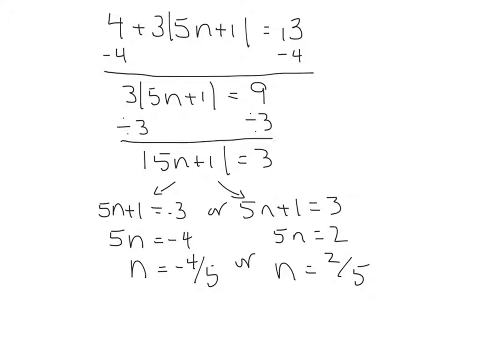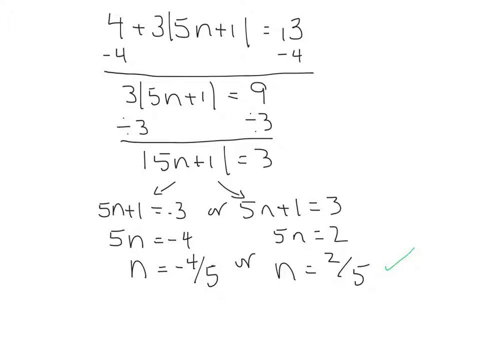Now, of course, these are a little harder to plug in, but not particularly, since n is being multiplied by 5 in the original equation. So let's look at 2/5 in the original equation. We're going to get 4 plus 3 times the absolute value of 5 times 2/5. 5 times 2/5 is 2. 2 plus 1 is 3. The absolute value of 3 is 3. 3 times 3 is 9. 9 plus 4 is 13. So we've verified that this one works.